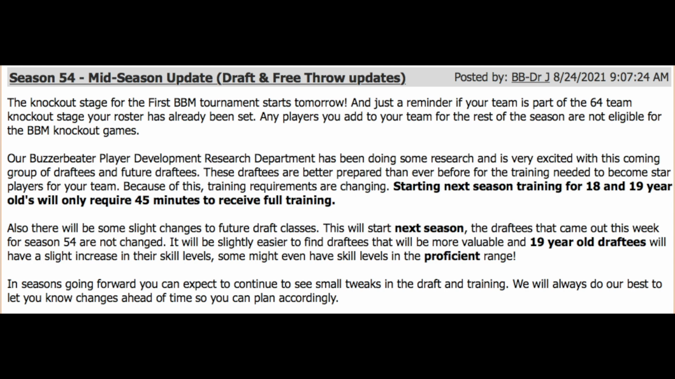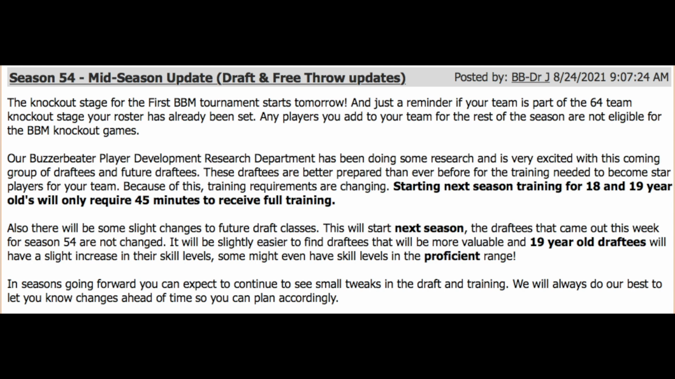So this is the main reason that my recent draft guide, or not so recent draft guide, I guess, is now outdated, is that the 19-year-old players have been boosted and can now spawn with level 9 skills. So 18-year-olds, on the other hand, can only spawn with level 7 skills or lower.